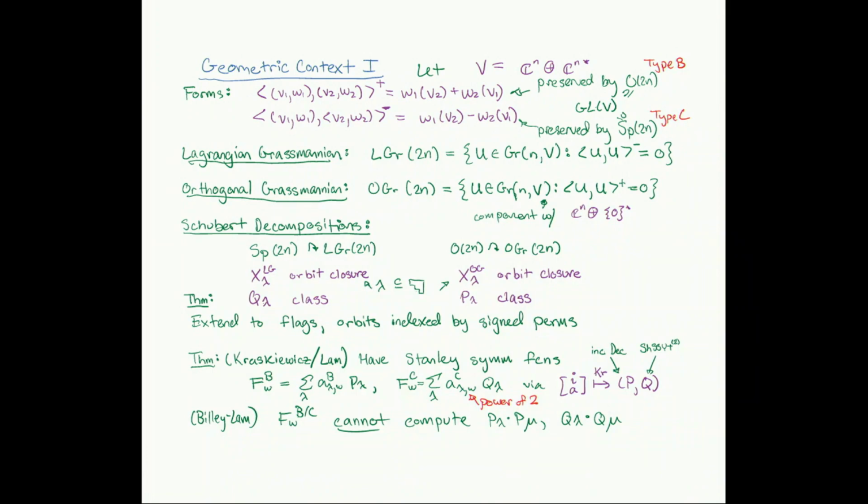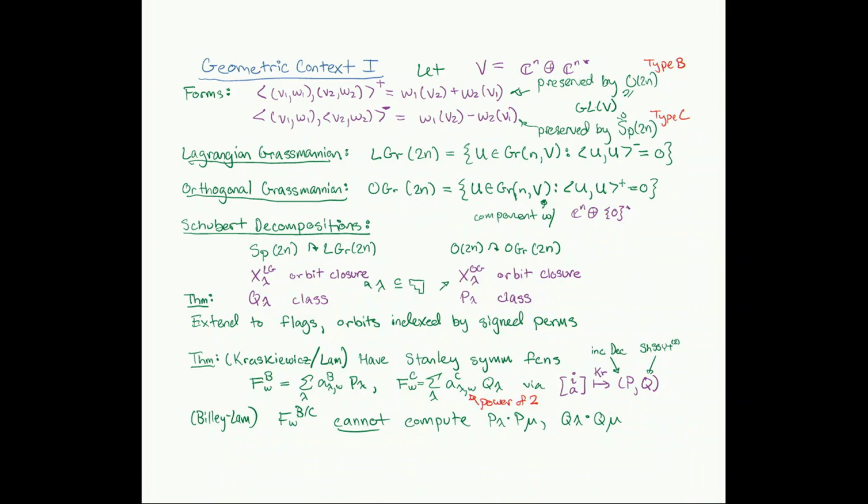And I do want to highlight a result by Billey and Lam. And this Lam is not Thomas Lam, but rather Tao Kai Lam, just so you all know, that these actually can't compute products. Nor, I believe, can they compute skewing. Yeah, Alan? That's a good point. So what I mean by that, I think, is that one of these functions will not compute a product.